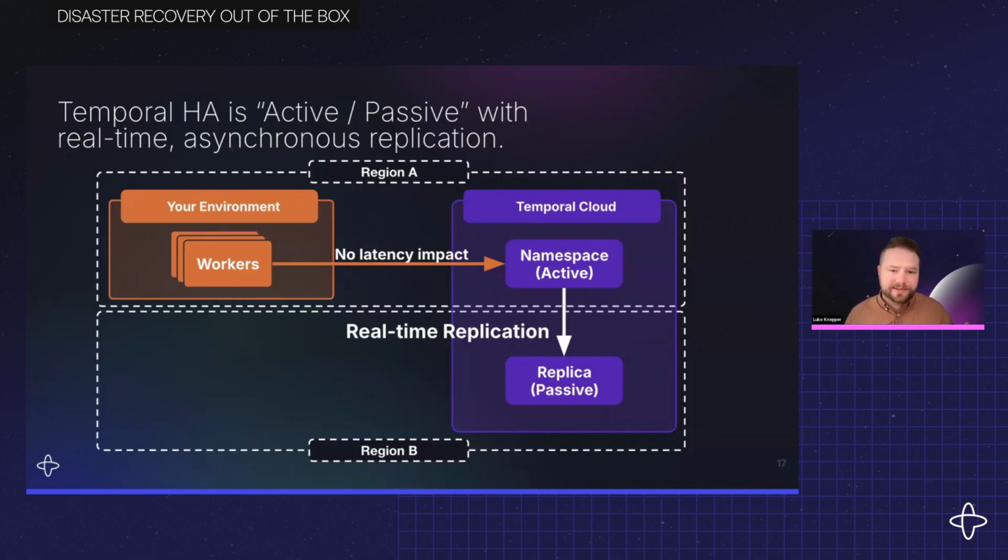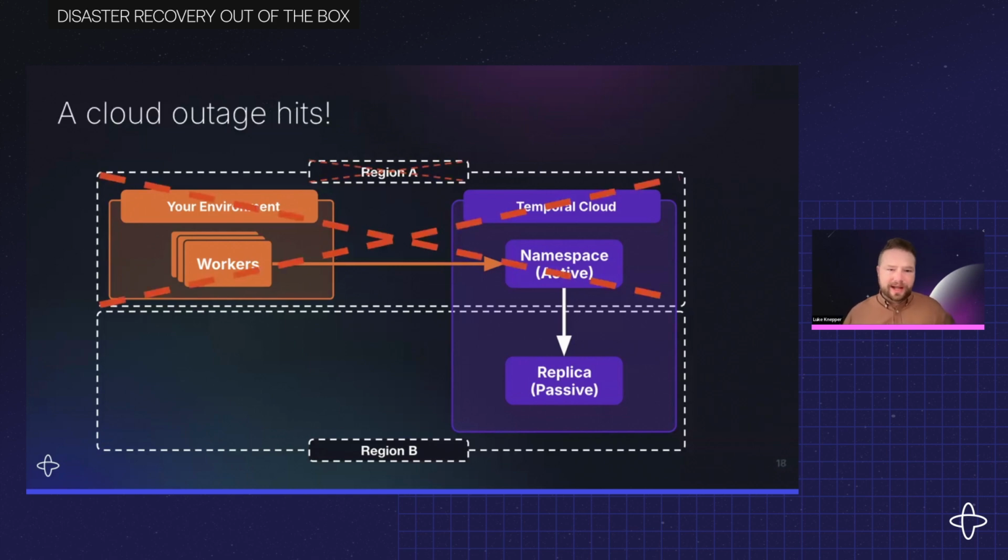What that means for you is that there's no latency impact on your workers. There's no performance impact on your workflows. So if you were running in one region and then you add a replica in another region for your namespace, there will be no performance change that you experience. So what happens when an outage hits? If that whole region goes down, like you read in the headlines, or maybe you've experienced yourself.